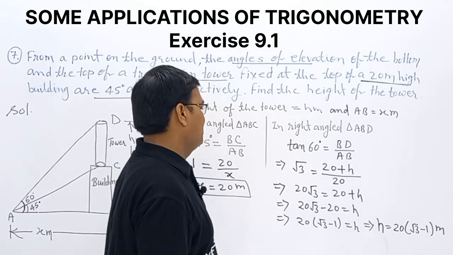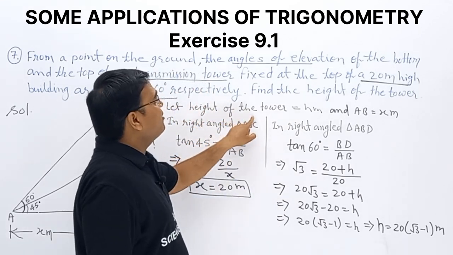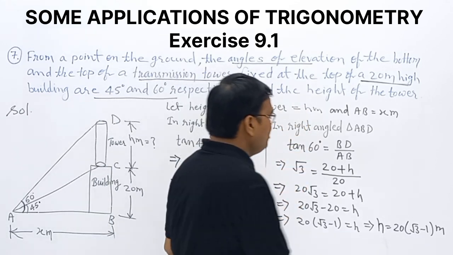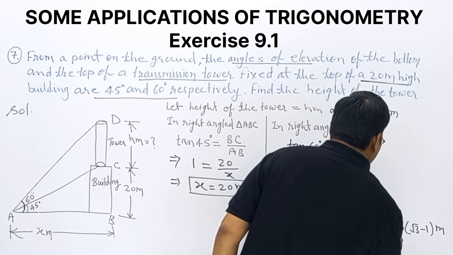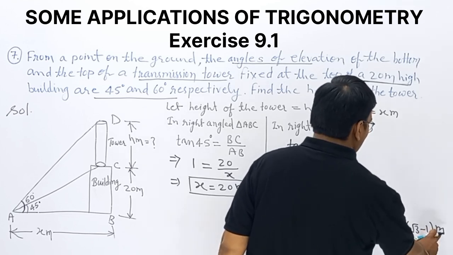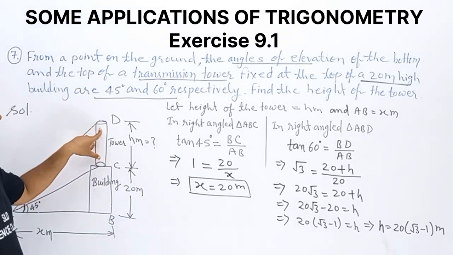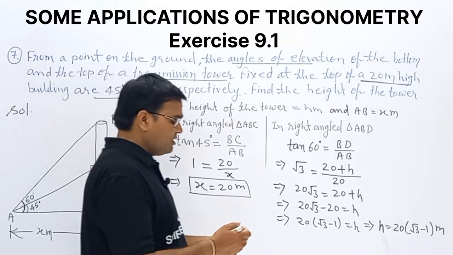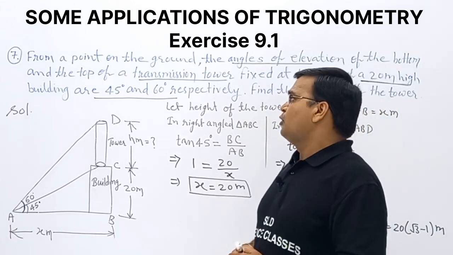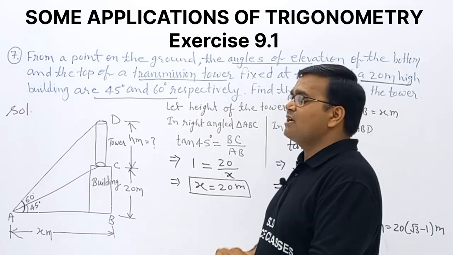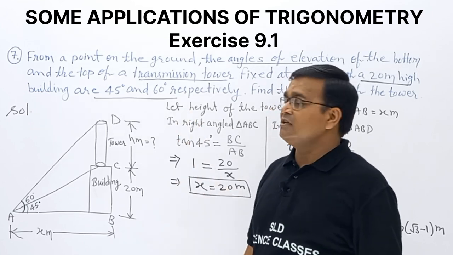This is our answer. Are you getting it or not? We assumed the height of the tower is h meter, so what value do we obtain? H equals 20 times square root of 3 minus 1 meter, and this is the height of this transmission tower. Again observe what we are doing in this question. Easy. This is the application of trigonometry. We are having some applications in this exercise. We studied some applications, and now we are discussing this question.